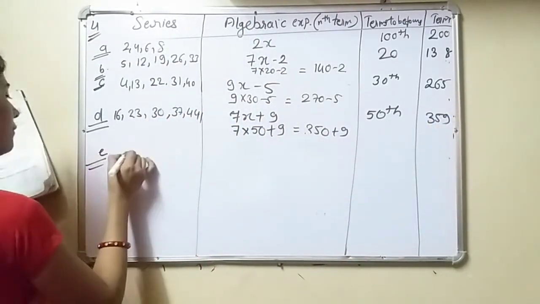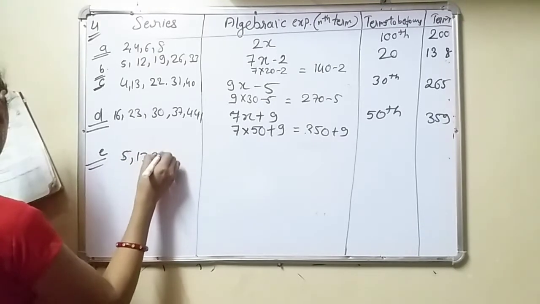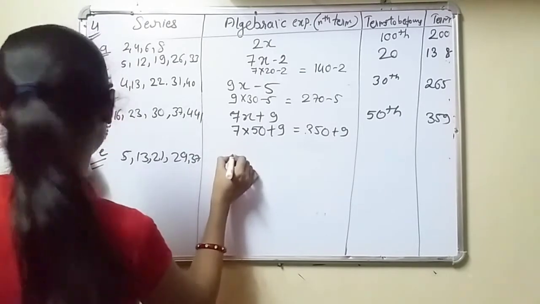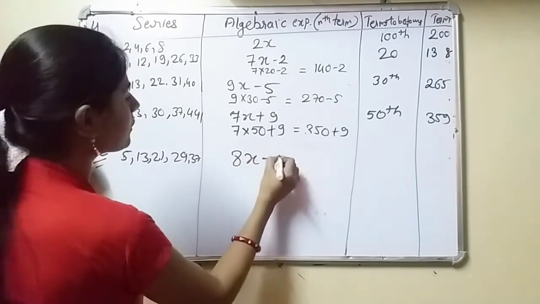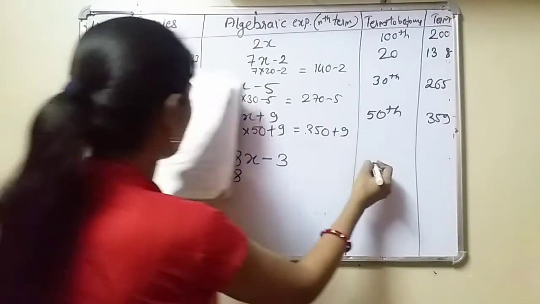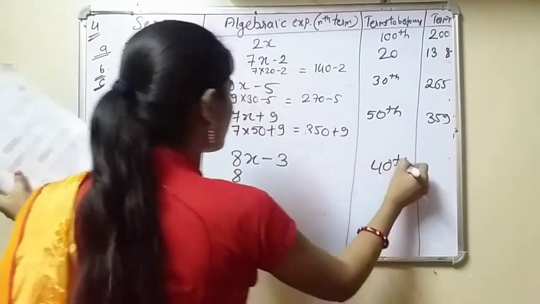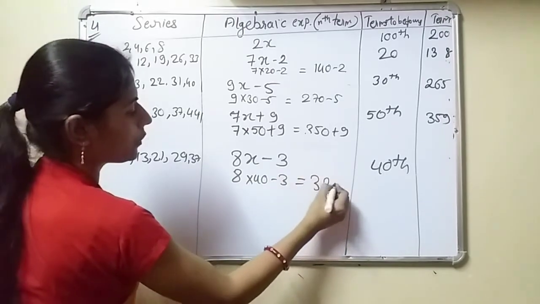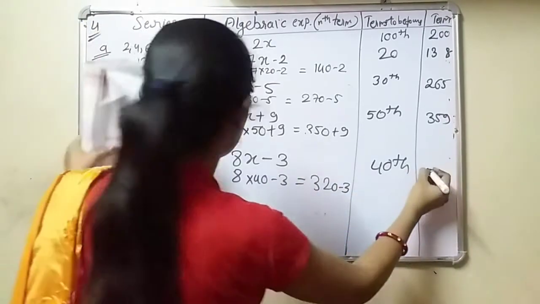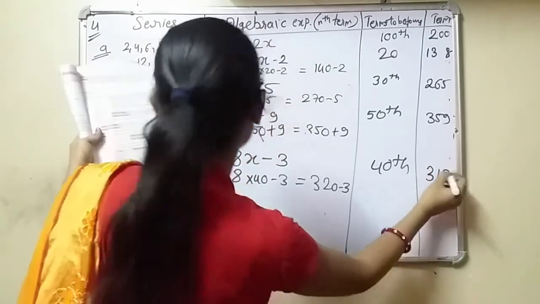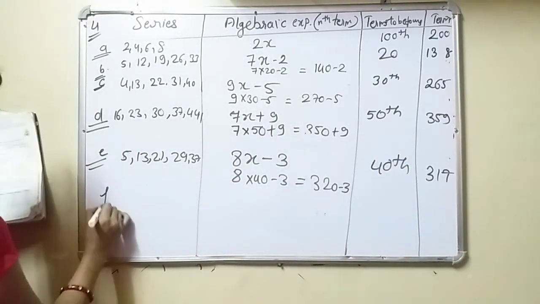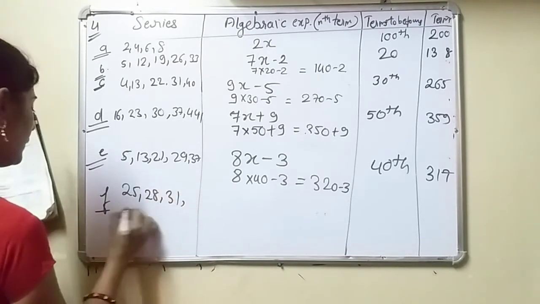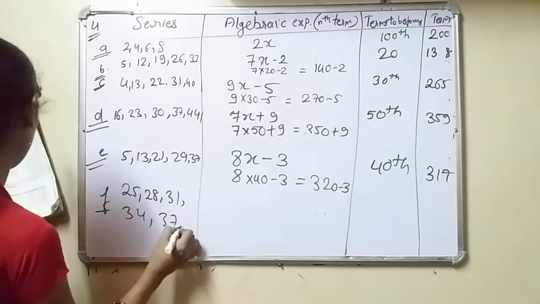Now see E, 5, 13, 21, 29 and 37. How can you solve it? What is the expression given here? 8x minus 3. So the term is the 40th term. So 40 you have to write here, 8 into 40 minus 3, 320 minus 3. What is the term you got here? 317.